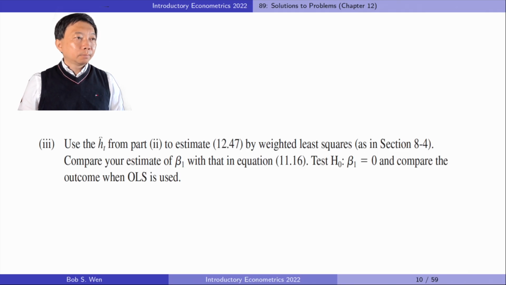In Part 3, use the h_t hat from Part 2 to estimate 12.47 by weighted least squares. Compare the estimate of beta 1 with that in equation 11.16. Test the null hypothesis beta 1 equals 0 and compare the outcome when OLS is used.